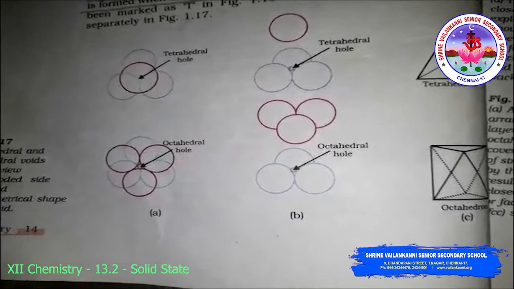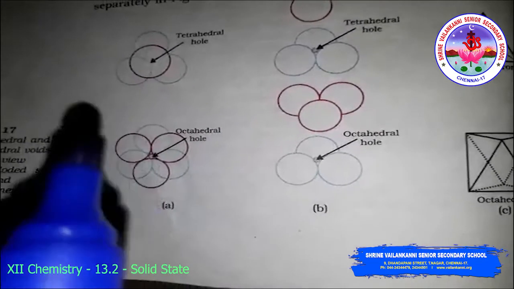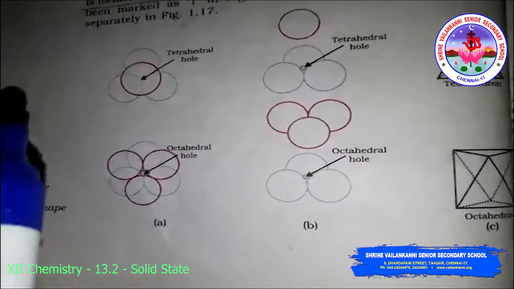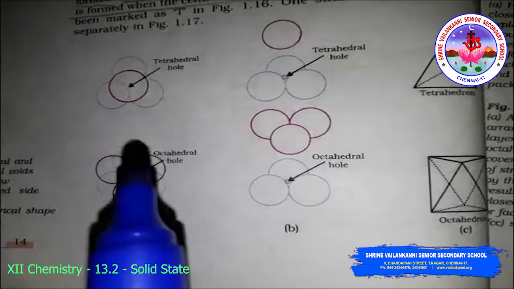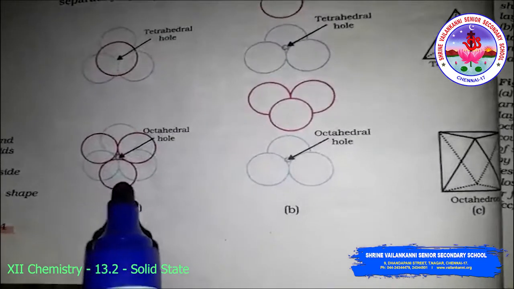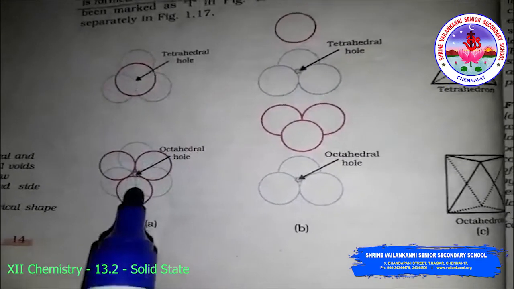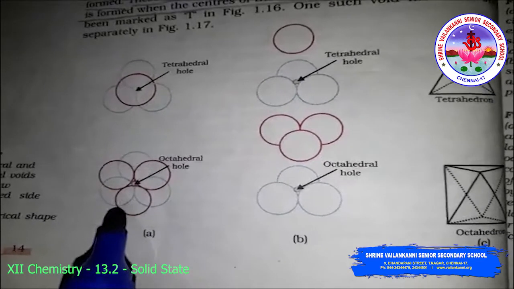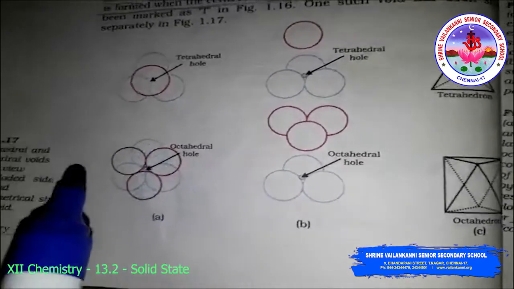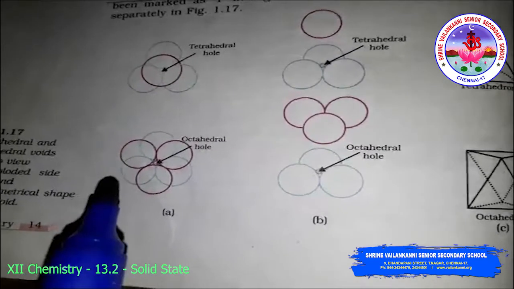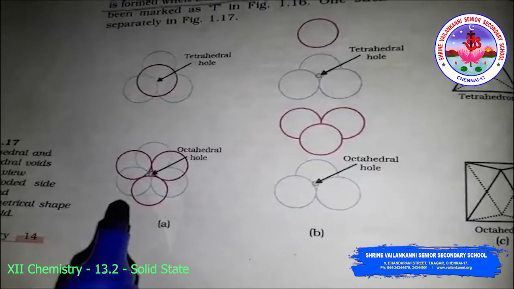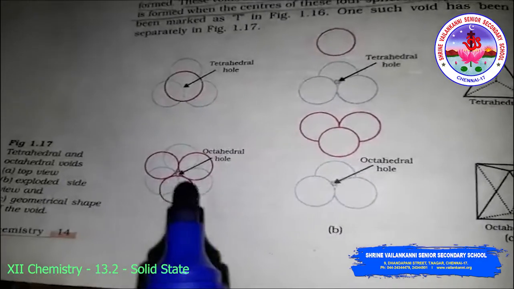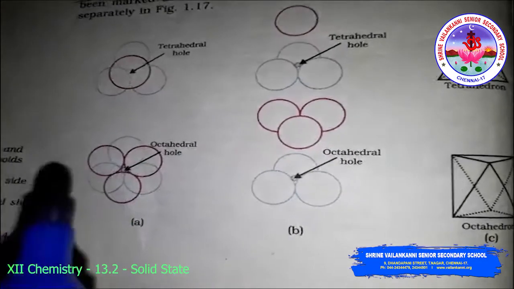So the triangular shapes do not overlap like this. One of them has the apex of the triangle pointing upward, the other downward. Look at this. This is the tetrahedral void, the same, this triangle like this and this triangle like this. So one is upward, one is downward. These voids are called octahedral voids. One such void has been shown separately.